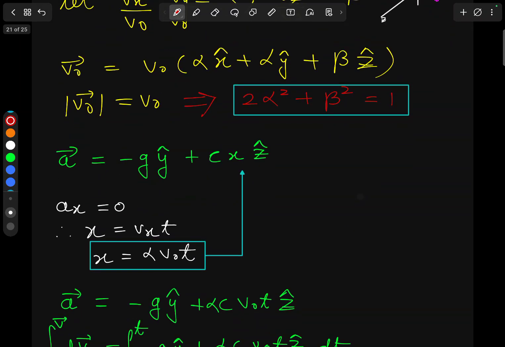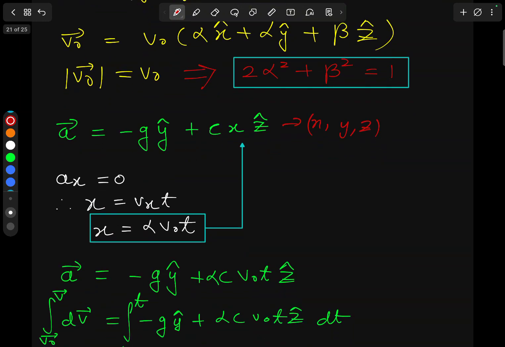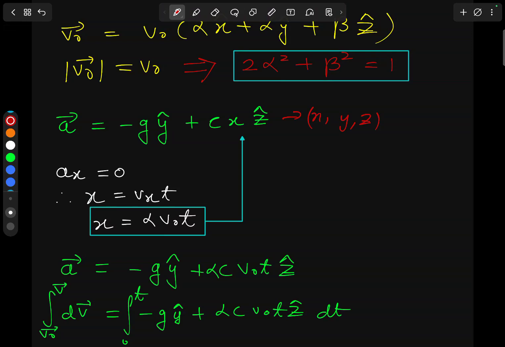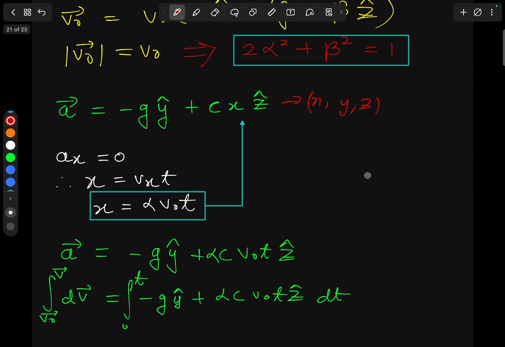So at any point x, y, z, this is going to be my acceleration for the particle, which is also going to be the force, right? So this is going to be the acceleration, that is minus g times y cap plus cx times z cap, right? Now notice that there is zero acceleration along the x-axis. The motion along the x-axis is not accelerated at all. Okay, now using this, what I can say is it is a uniform motion in a straight line when I am only considering it along the x-axis, right?